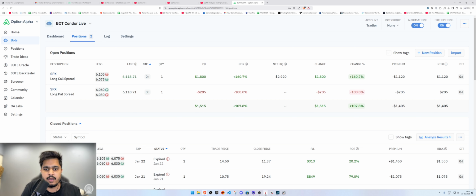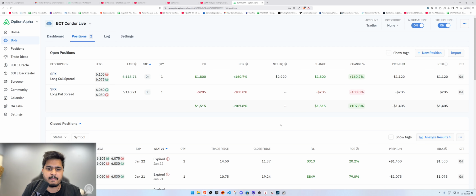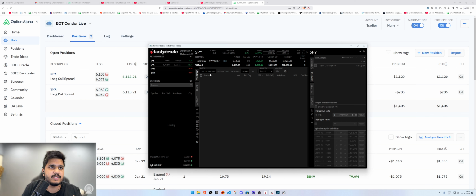Then we have IBKR. On this, we made about 1.6K, so that is $1,600. This is just expired instruments, aftermarket expired instruments. So again, it's a little tricky with the way the US market works. And then we have Tasty Trade.